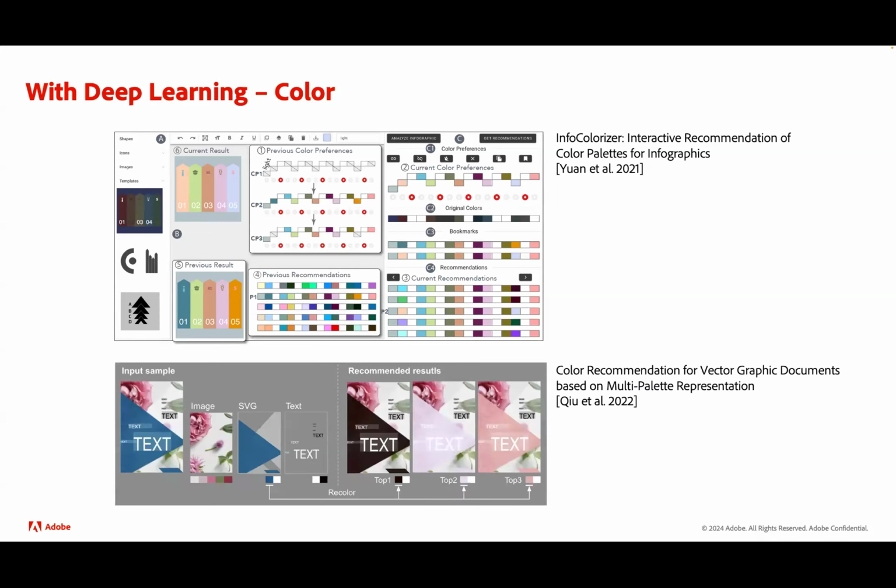The other work from Yuan, the Colossus, the color info colorizer, is trying to learn those color palettes for infographics. And the work below, the color recommendation for vector graphics documents, is trying to predict the color palettes for different components, such as the images, shape, and text. They all have their individual palettes when they're doing this kind of color task.